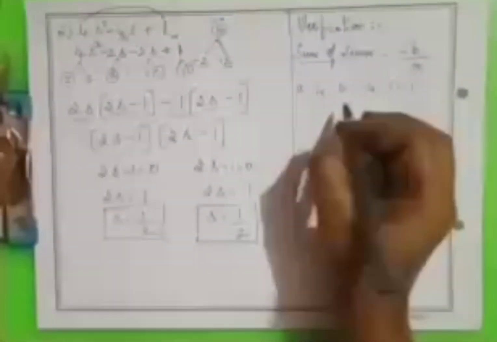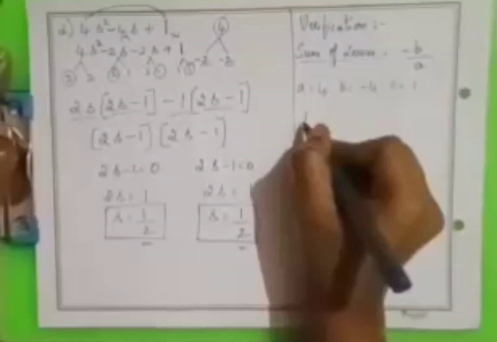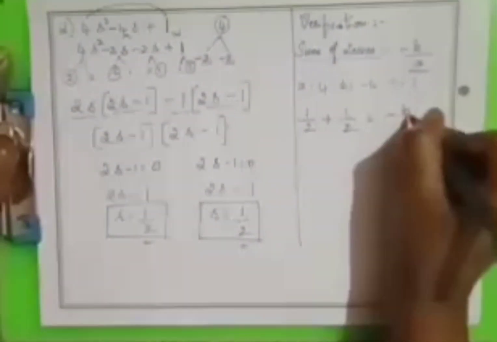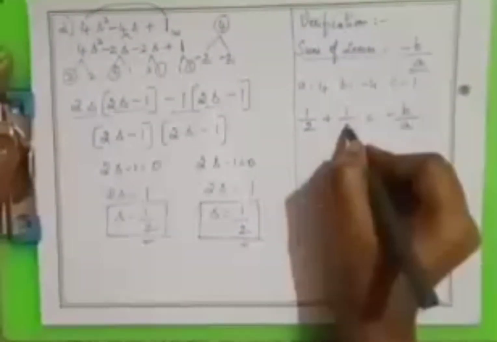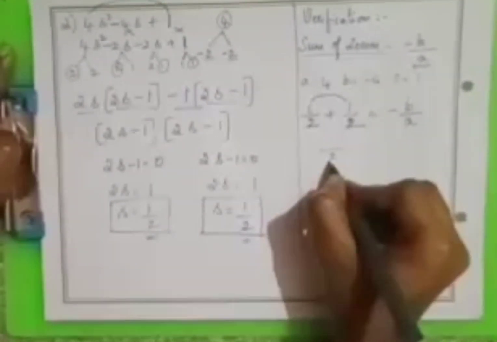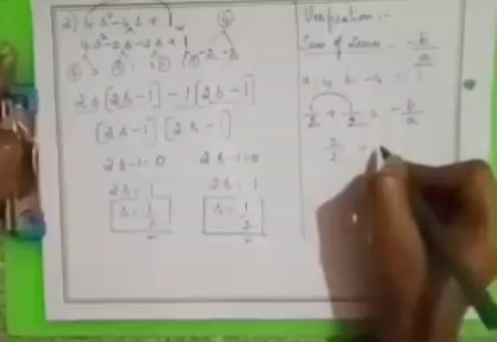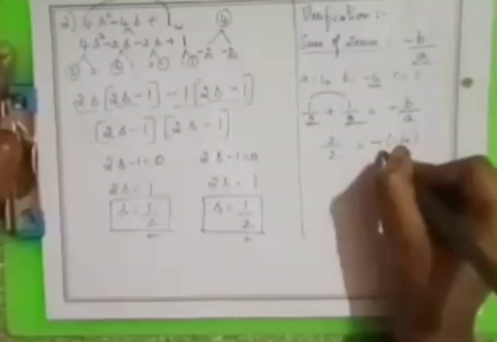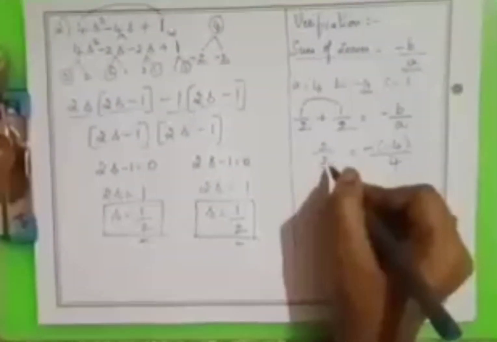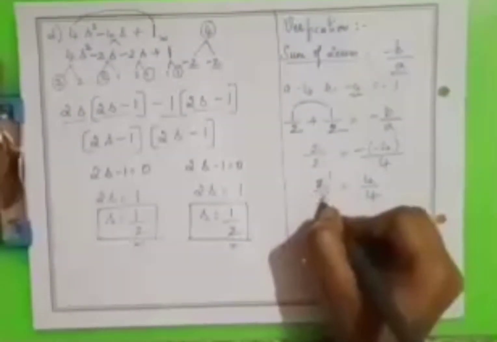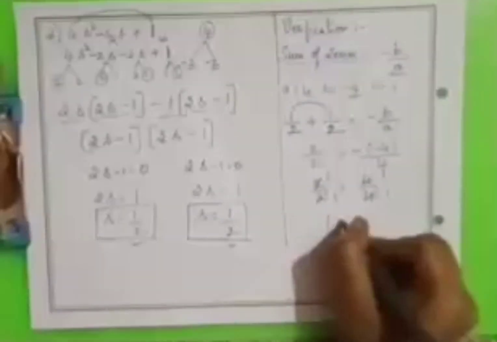Now the sum of zeros, that is 1 by 2 plus 1 by 2, should be equal to minus b by a. Now the denominators are the same, and whenever the denominators are the same, we can directly add or subtract the numerators. So since the denominator is the same, 1 plus 1 is 2. Minus b value is minus of minus 4, and a value is 4. So 2 by 2 equals 4 by 4. 2 ones are 2, 4 ones are 4, so 1 equals 1.